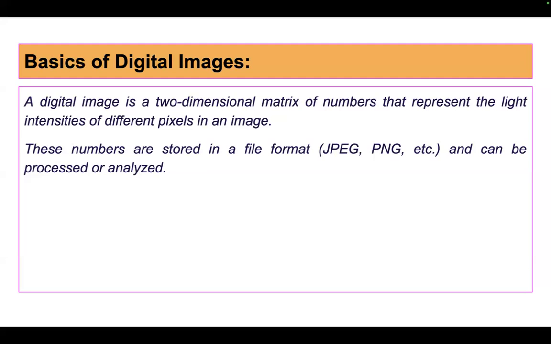Do you understand? Okay. Yes, sir. So while you are defining, you have to properly use this term. A digital image is a two-dimensional matrix of numbers that represent the light intensities of different pixels in an image.